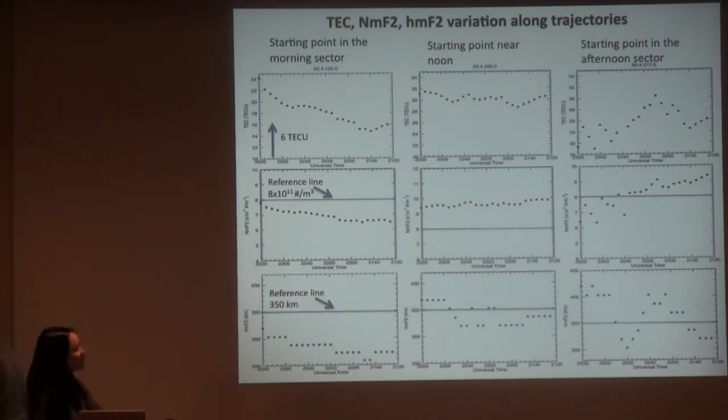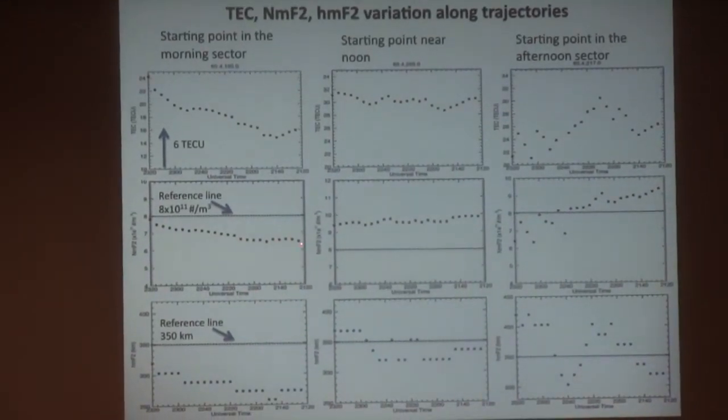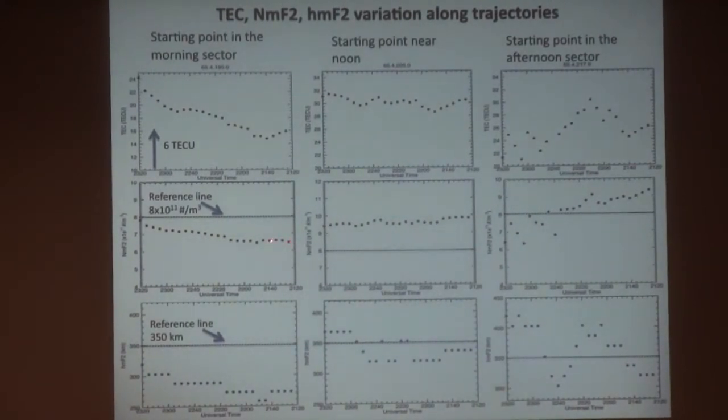So compare the characteristics between those points from the morning sector and the afternoon sector. We can see that the one from the morning sector started from the lowest NMF2 and gradually increases. The HMF2 increases about 50 kilometers within these 2 hours, and this is also the smallest lifting that we see among those three. The one from the afternoon sector showed some decrease in the NMF2, but the HMF2 can increase 100 kilometers within half an hour.